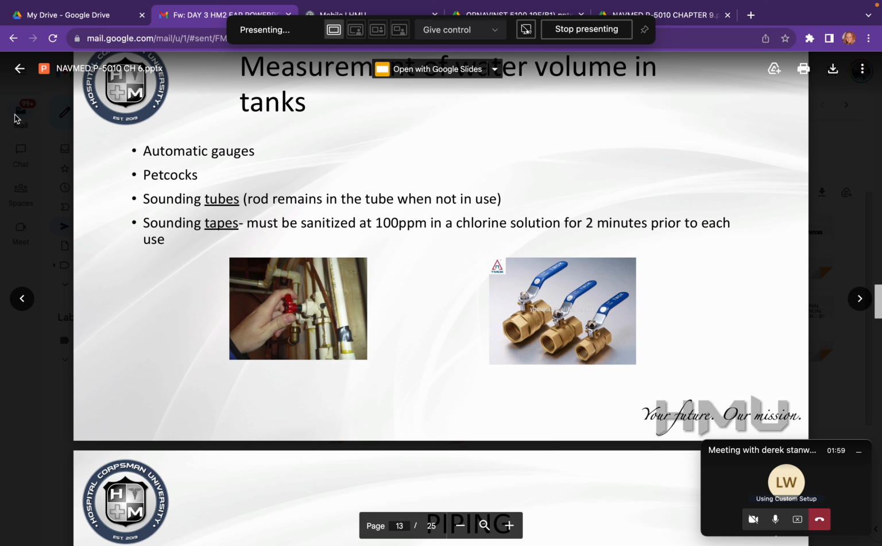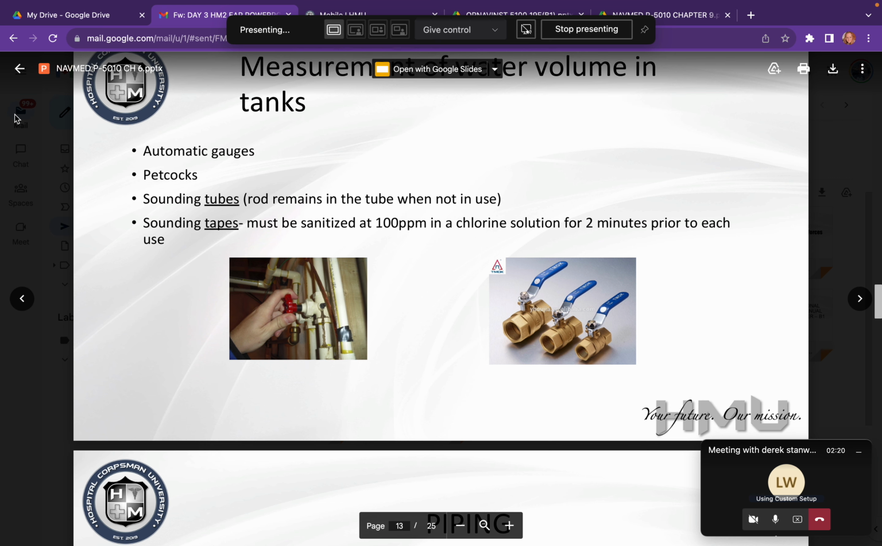Just remember you're sanitizing too, just because I like to relate things. Your fruits and vegetables, that sanitation was also 100 parts per million for 30 minutes. So 100 parts per million for 2 minutes for the sounding tapes, and 100 parts per million for 30 minutes for your fruits and vegetables for sanitation.